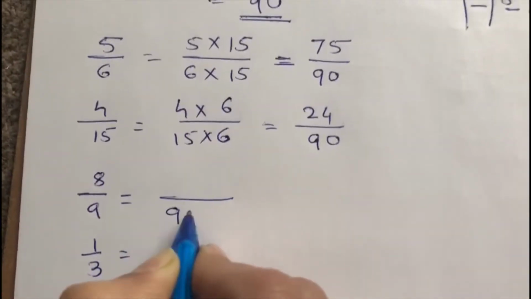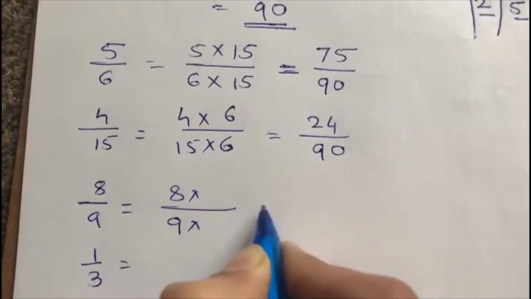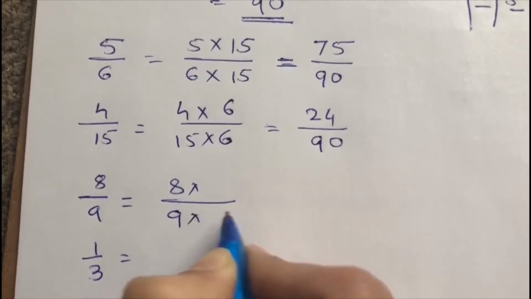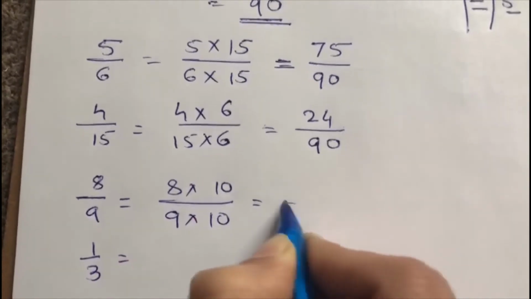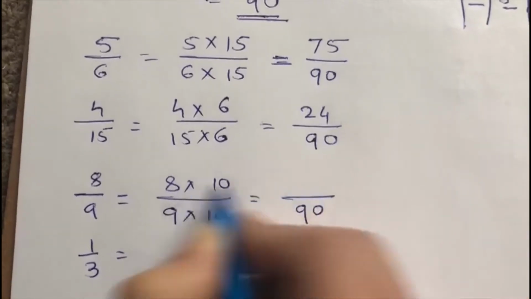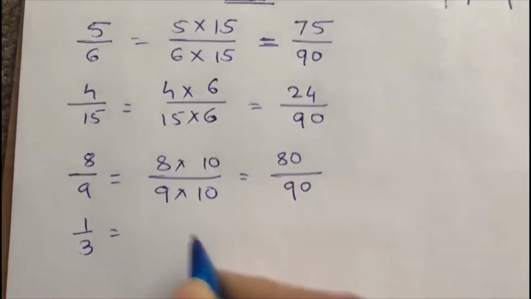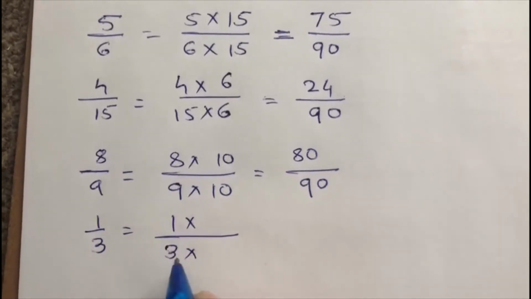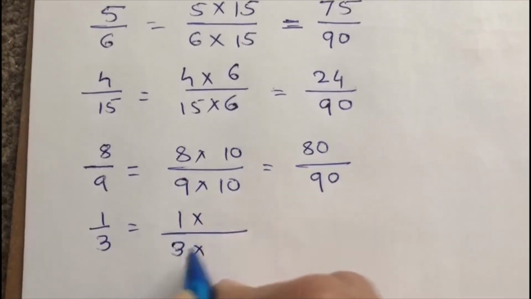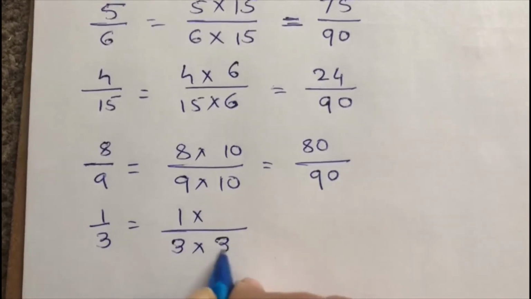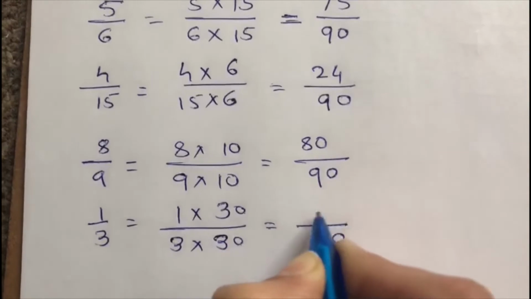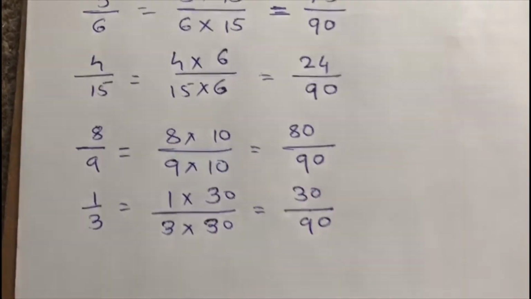For this fraction, I will multiply numerator and denominator by 10. So the denominator will be 90 and the numerator 80. Here also I will multiply numerator and denominator by 30. So it comes to 30 by 90.